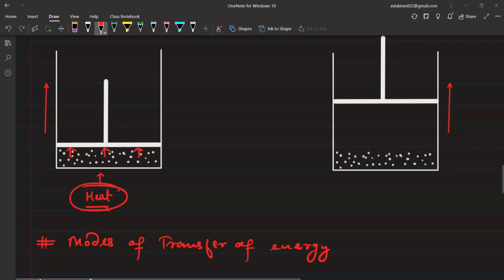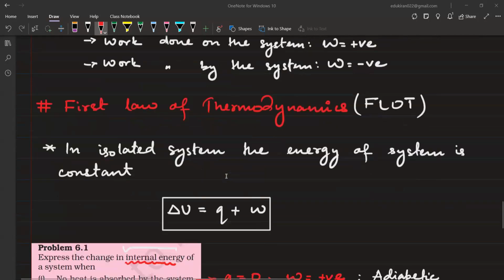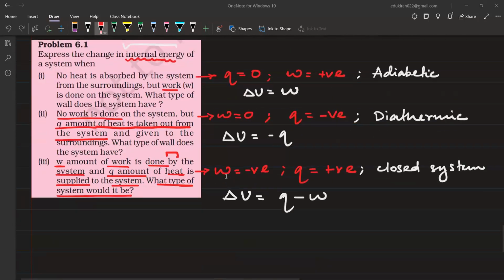Correct? Yes, sir. क्लोज्ड सिस्टम भी है ये, राइट हर्षा? Yes, sir. ठीक है, it is a closed system also. Okay, so Q minus W. अच्छा, next what do we have?